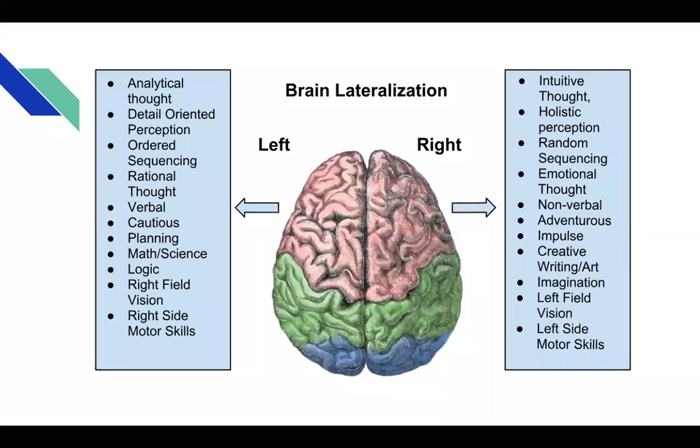And then this image is just showing what skills we have that are controlled by the right and the left side of our brain. So as you can see, the left is analytical, more about thought, rational thoughts, and right-sided motor skills, whereas the right side is more intuitive, more holistic perceptions, and left-sided motor control on that side.